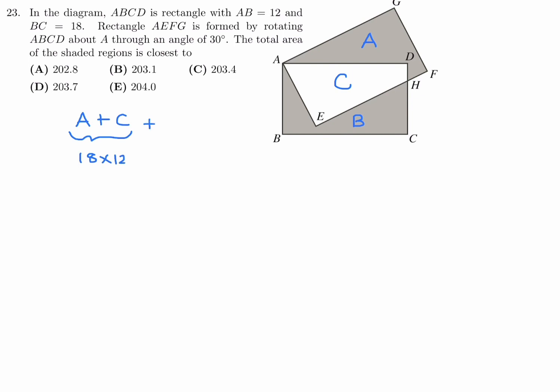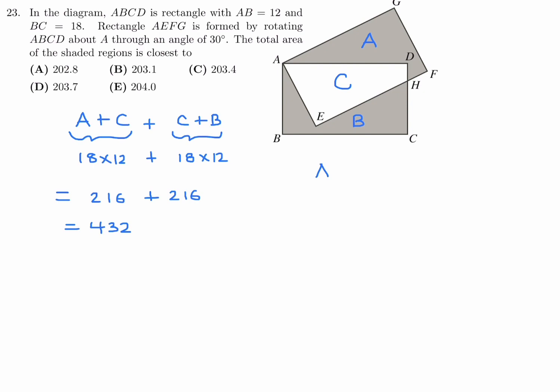And then if you add to that C plus B, that also represents the area of the rectangle, so 18 times 12 again. And that is going to be 216 plus 216, which is 432. Now, we are not interested in C. We only want A plus B.